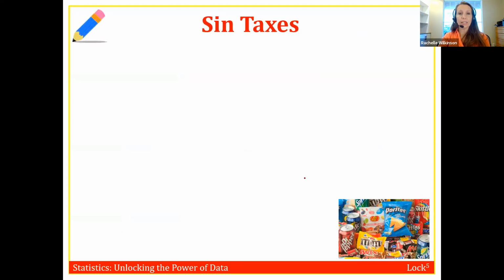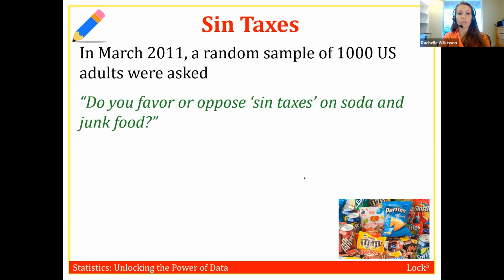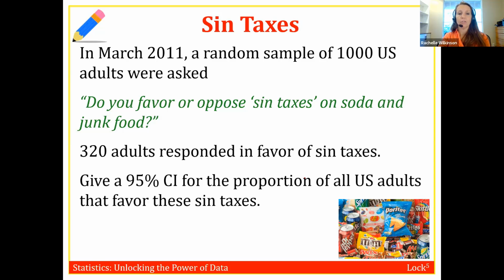So let's look at an example. In March 2011, a random sample of 1,000 US adults were asked, do you favor or oppose sin taxes on soda and junk food? And 320 adults in that sample responded in favor of the sin taxes. So we want to give a 95% confidence interval for the proportion of all US adults that favor these sin taxes. So first thing, let's define our parameter. So remember, this is section 6.1, so our parameter is always going to be p.